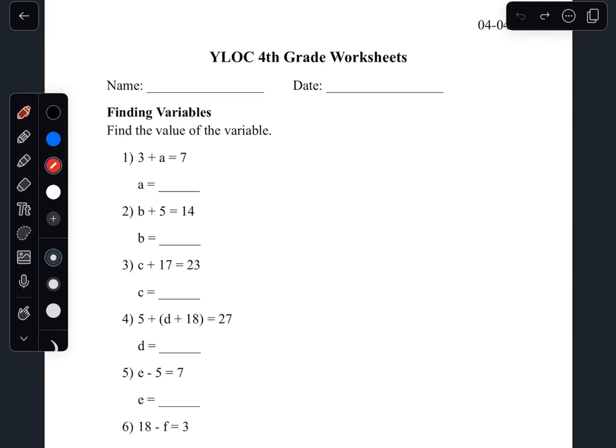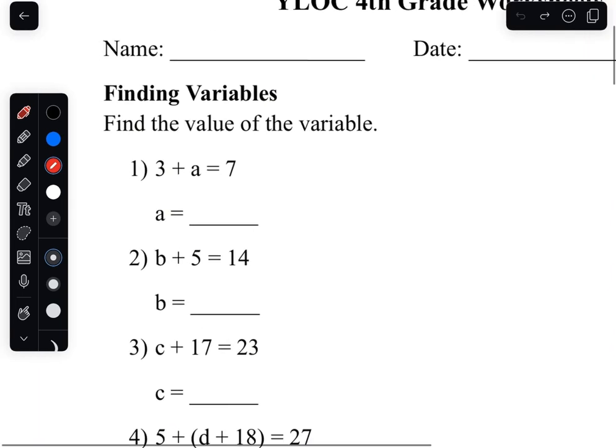This is the 4th grade lesson 4 worksheet. Finding variables. Find the value of the variable. Number 1. We have 3 plus a is equal to 7, and we're trying to find the value of a. So, to have a by itself, you have to subtract 3 from both sides.